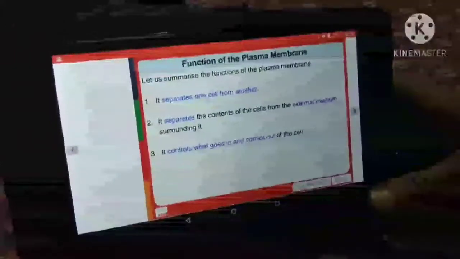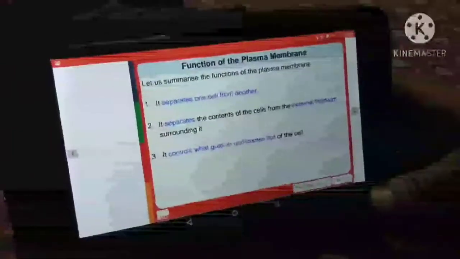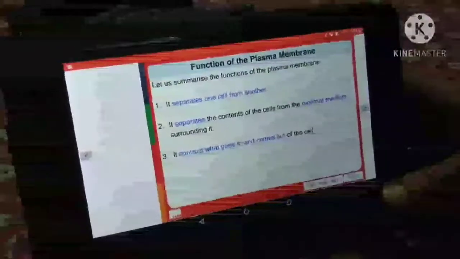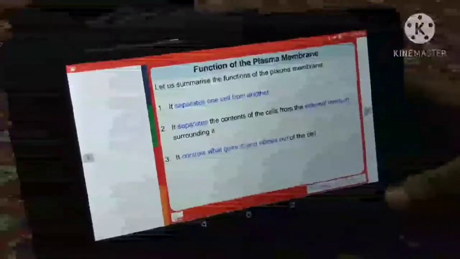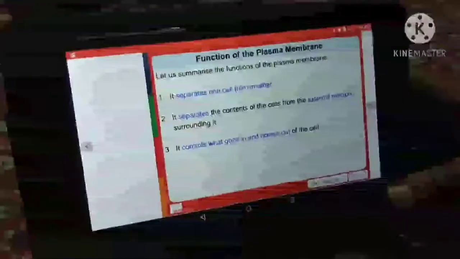So, we can summarize the functions of the plasma membrane as: number 1, it separates one cell from another. Number 2, it separates the contents of the cell from the external medium surrounding it. The third one is it controls what goes in and comes out of the cell.